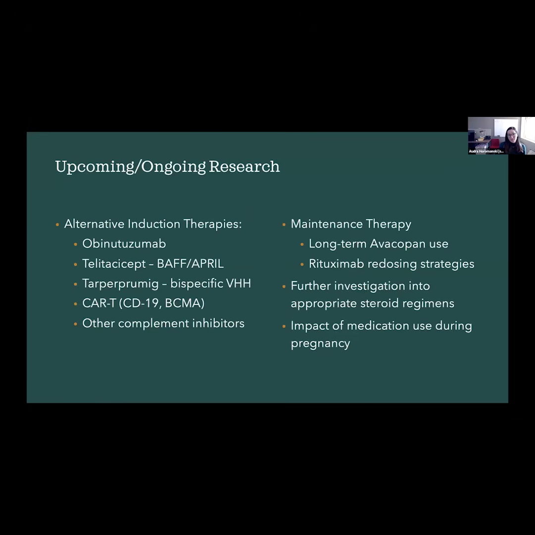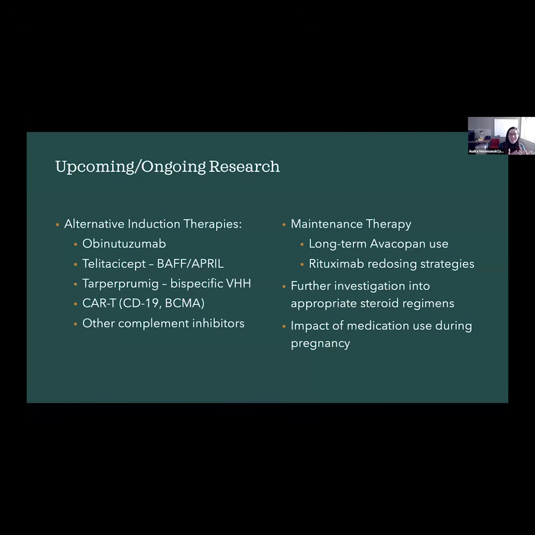So there's a lot of different things looking at alternative induction therapies. So medications like obinutuzumab, which is kind of like a stronger version of rituximab, telitacicept, and I'm going to mess up this name, tarperpermig, which is a challenging one to say, which are two different biologic agents that are also being investigated for induction therapy.